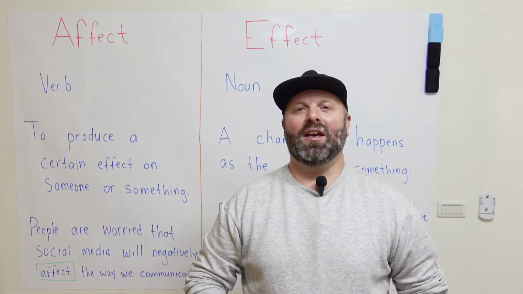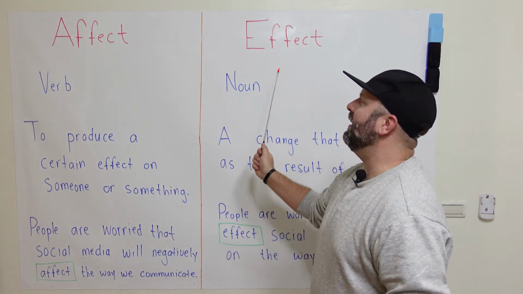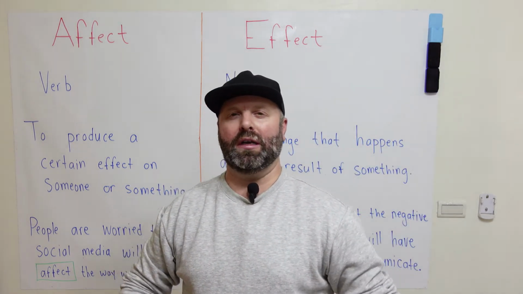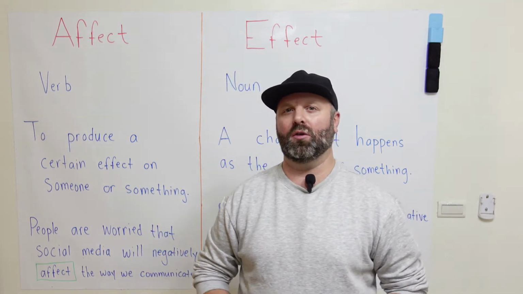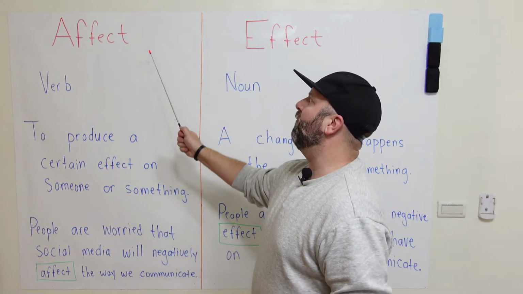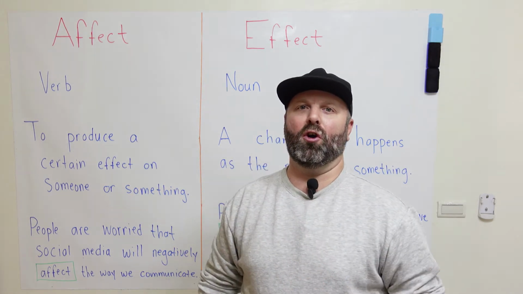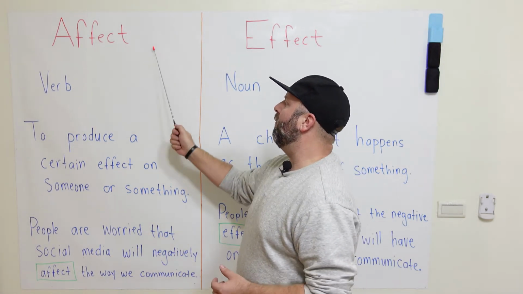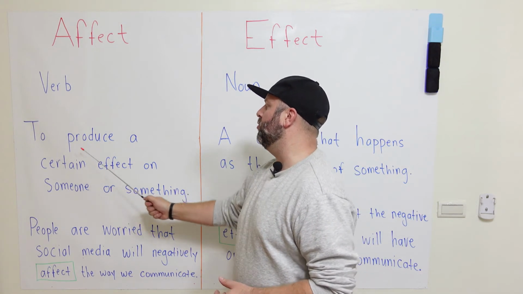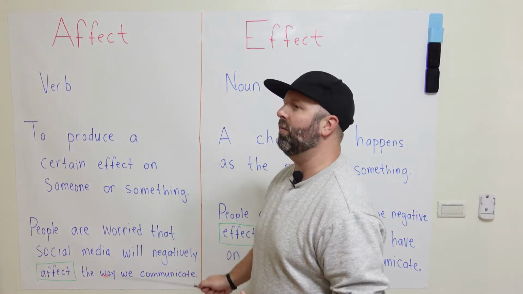Okay, let's take a look at the difference between affect and effect. A lot of students make this mistake, get very, very mixed up with this, okay? Let's start with affect first. Now, affect is a verb. A verb, of course, is an action word. Now, affect means to produce a certain effect on someone or something.